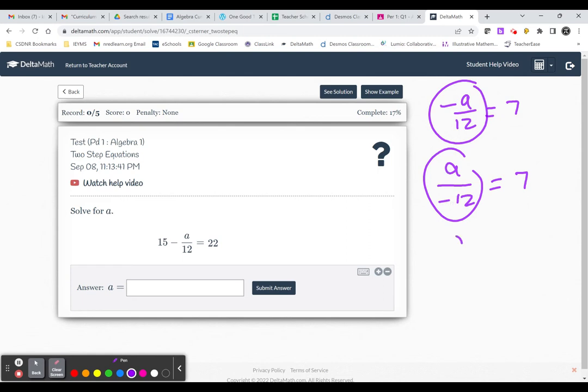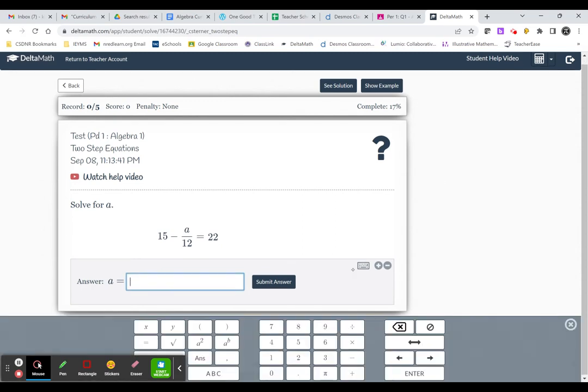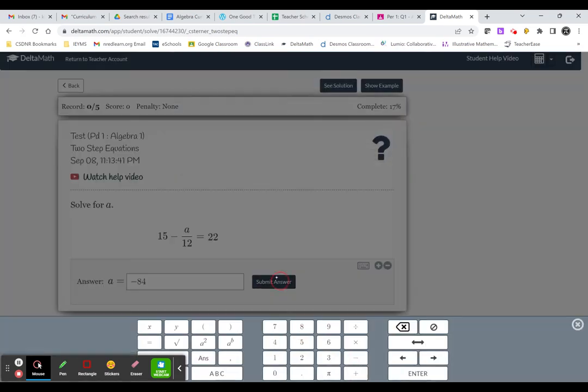So I'm putting it with the 12 because I want to get A alone. I don't want it to have a minus sign. So I'm allowed to give it to this 12. But I'm dividing by negative 12. So the opposite of dividing by negative 12 is multiplying by negative 12. So I'm going to do that to both sides here, isolate A, and do my multiplication there. Negative 84. So I'm going to type that here, minus 84, and submit.